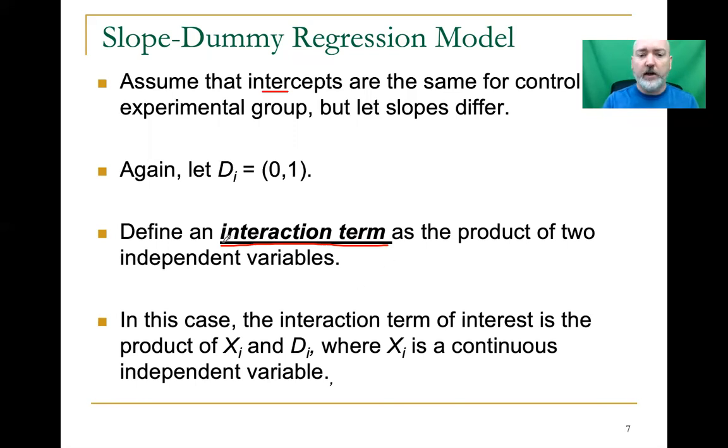So anytime in the context of a regression model, we see that phrase interaction term, it's going to mean the product of two variables. So here we're going to look at the product of a continuous variable x and our dummy variable D_i. And that interaction is going to give us this complementarity effect, if you will. One variable affecting the impact of the other, strengthening the effect or weakening that effect.